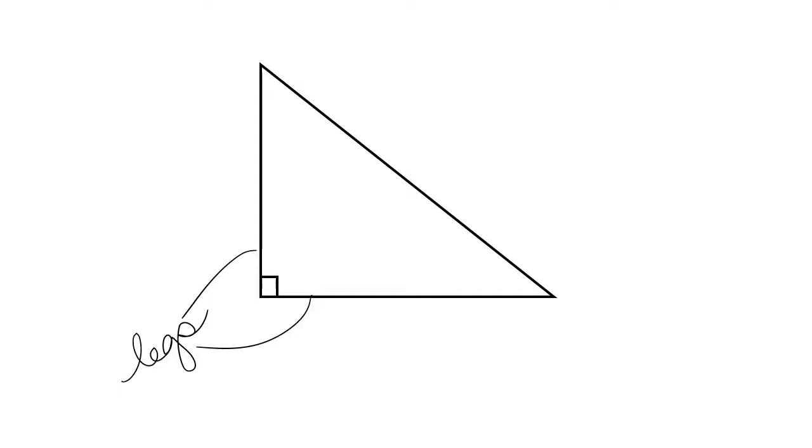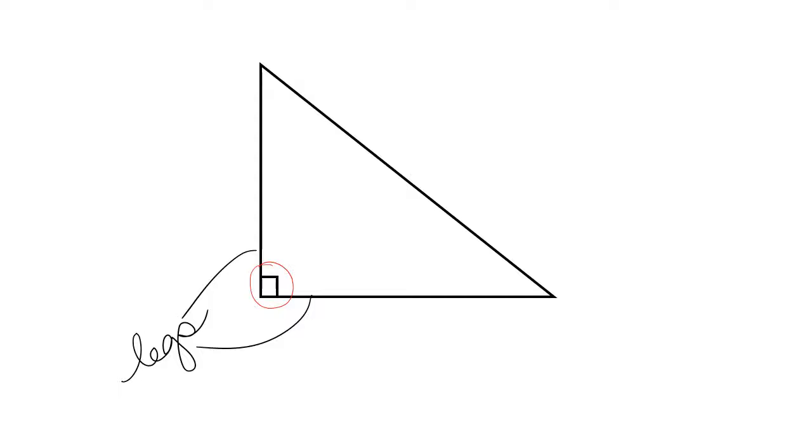So basically, the Pythagorean theorem applies only to right triangles. So you'll know it's a right triangle if you're told it's a right triangle, or if you have this little box here in the corner that indicates that is a 90-degree angle, and it is a right triangle.